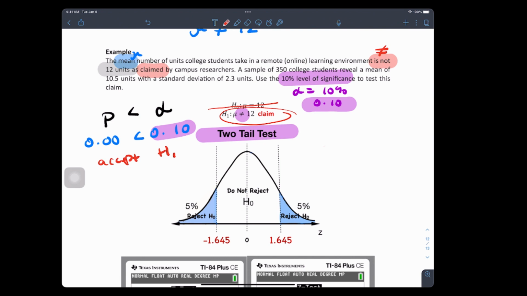So the chance you're going to get the test statistic you got when the null hypothesis is true, there's no chance that that's going to happen. So then now we say the sample supports the claim.